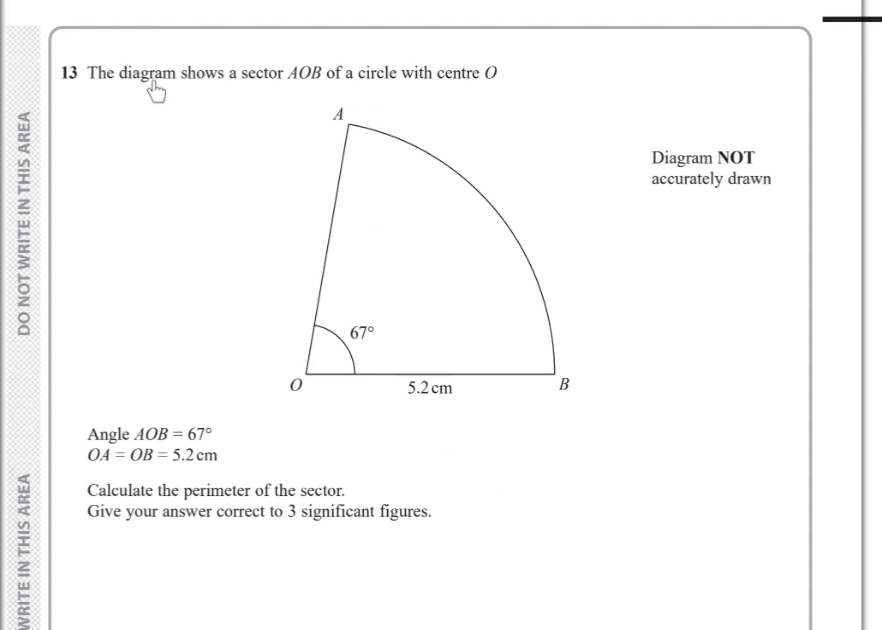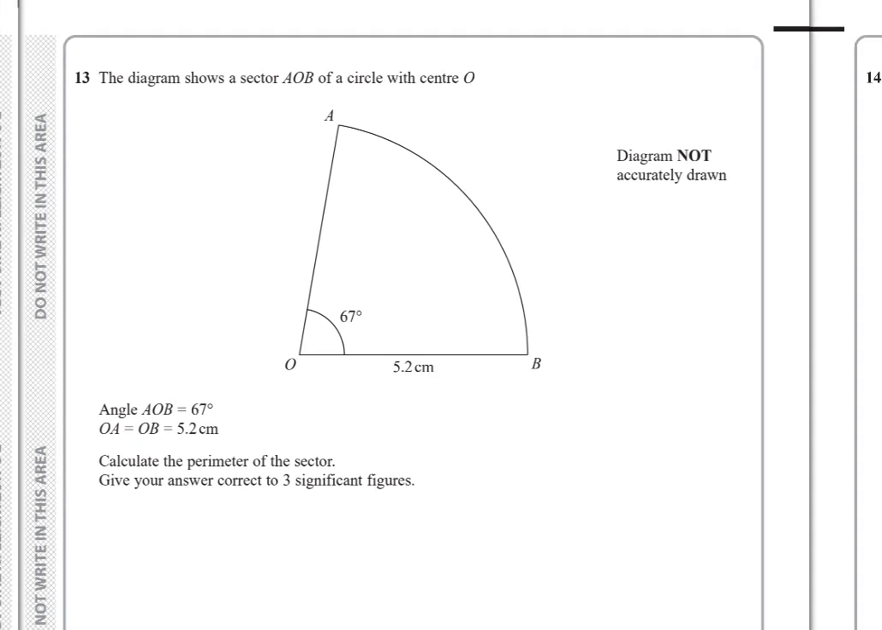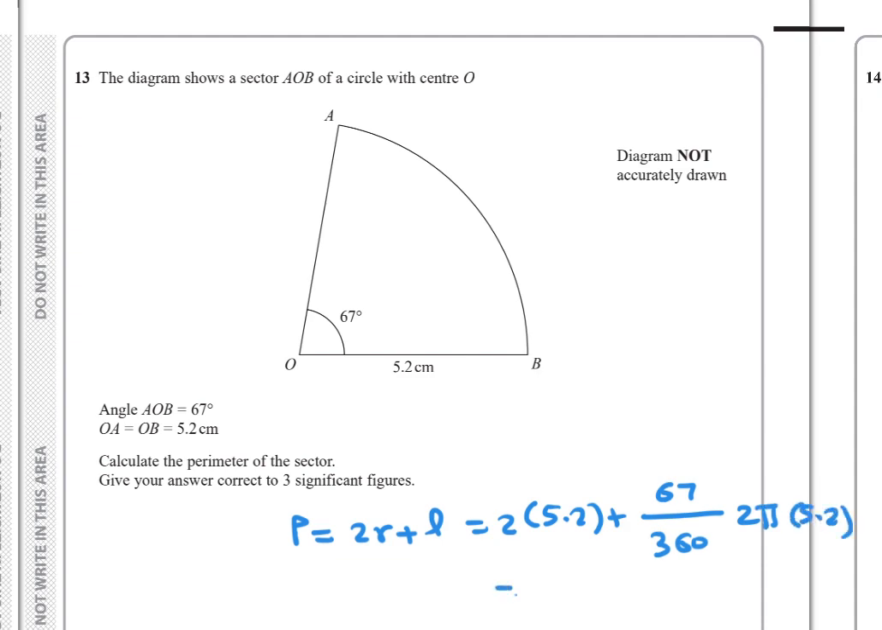Number 13, the diagram shows a sector AOB of a circle with center O. Angle AOB equals 67, OA equals OB equals 5.2. Calculate the perimeter of the sector. Give your answer correct to 3 significant figures. The perimeter of the sector equals 2r plus the length of the arc. So 2 times 5.2 plus the arc length, which is 67 over 360 times 2 pi r, where r is 5.2, equals 16.52, to 3 significant figures.